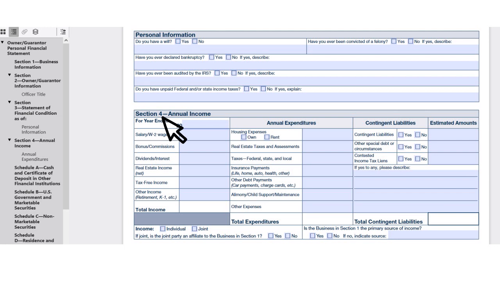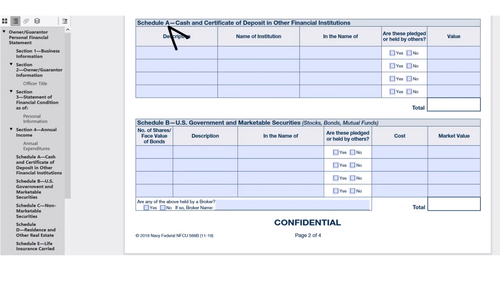Okay. And next, you're showing on the screen here, they want you to have a Schedule A. Schedule A is for cash and certificates of deposit in other financial institutions. Here, Navy Fed is interested in your moolah. They want to have more ideas about your moolah here. Okay. So how much you have. So you put that here, and you put the description, the name of institution, and the name of the person who owns this. And same thing for Schedule B. Here you have U.S. government and marketable securities, bonds, stocks, mutual funds. You put it there, and you total the amounts.